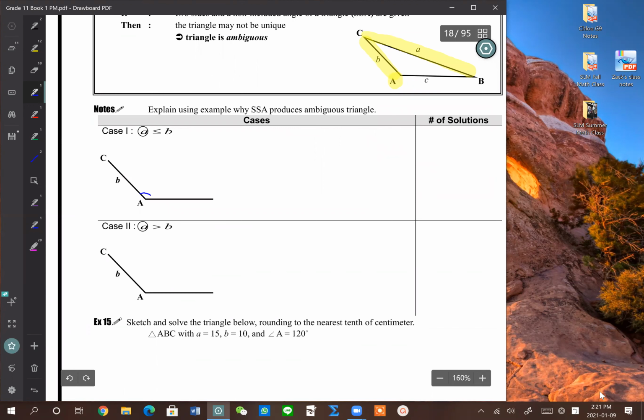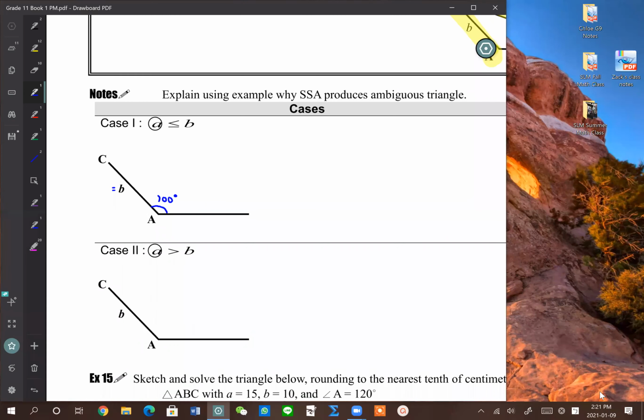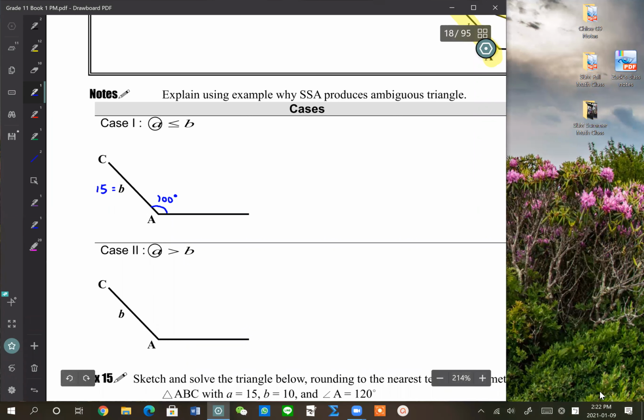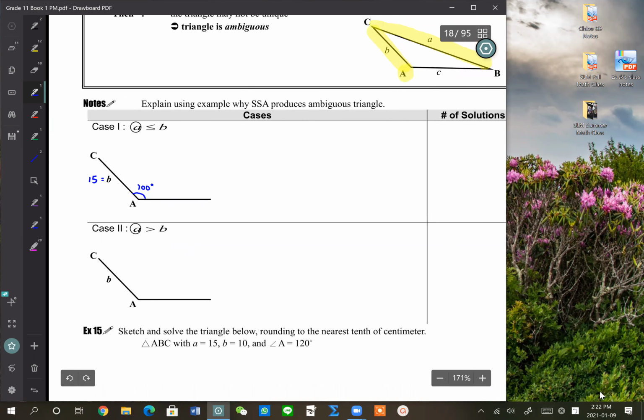Angle A. How big do you want this angle to be? Elaine, how big do you want angle A to be? 100. Sure, let's call that 100 degrees. And then the side B, how long do you want it to be, Braden? You want 15? Okay, let's put 15. And then the door is the side A.